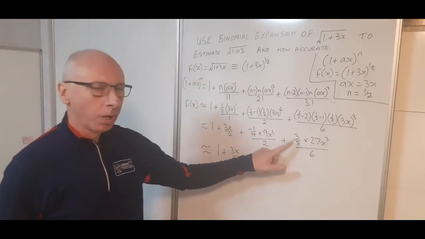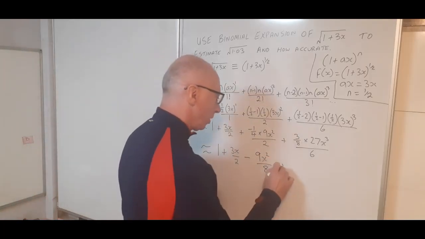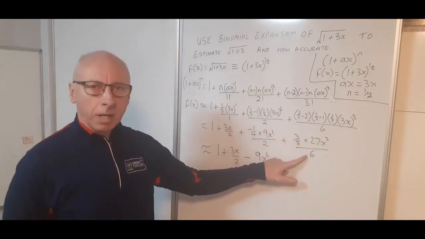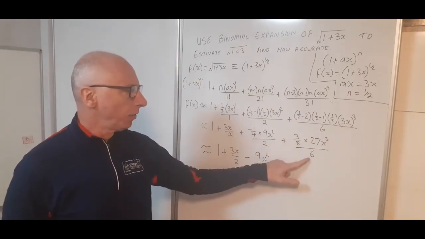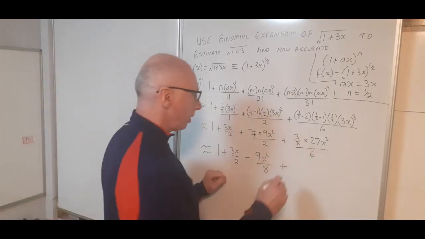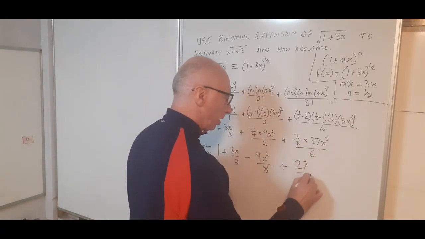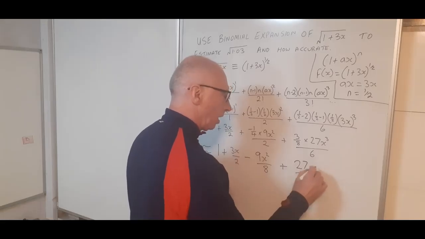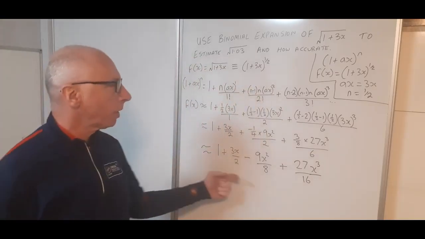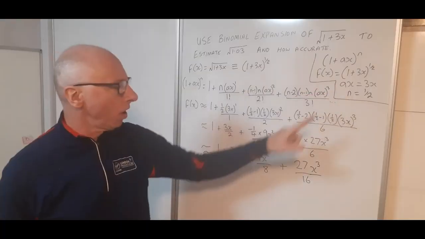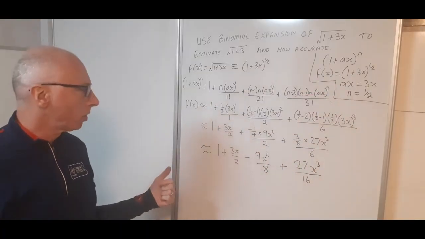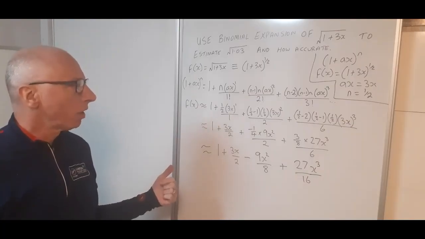Here I'm going to be left with a positive, so I'll put my positive in there straight away. So I'm going to have 3 over 8 divided by 6. It's going to give me 3 over 48, which will give me 1 over 16. And then times by 27. So that's going to give me 27 over 16, and then x cubed. So that's my approximation so far in terms of the formula, up to the x cubed term. So that's where I'm up to so far.